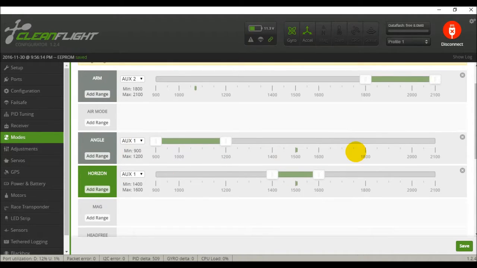Angle, horizon, and when this is not in any of those, you're in what's called rate mode, which means there's no auto leveling at all, and you're completely flying free. So if it tilts a little bit, then it'll stay tilted until you move it back. Which is how most people fly right now in FPV racing or proximity flying. But if you're just learning, angle would be a great place to start, and then transition to horizon and eventually rate mode.